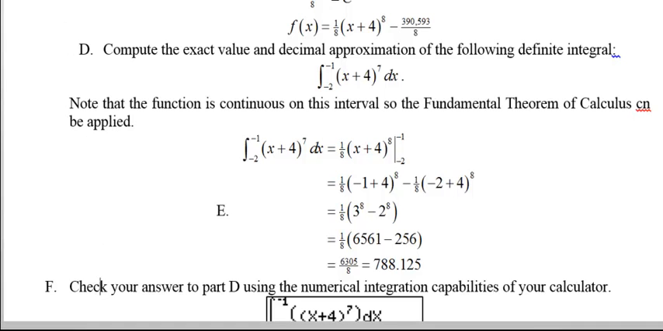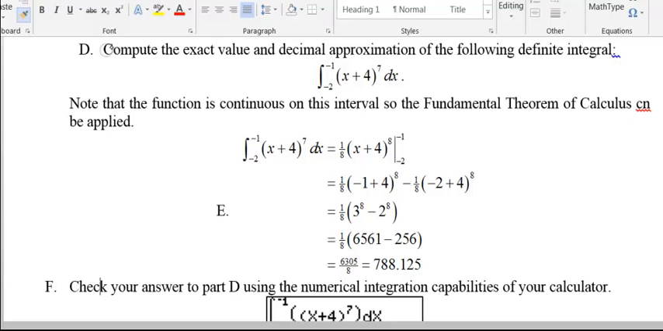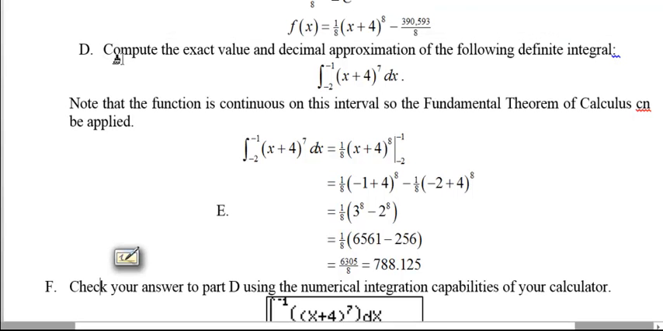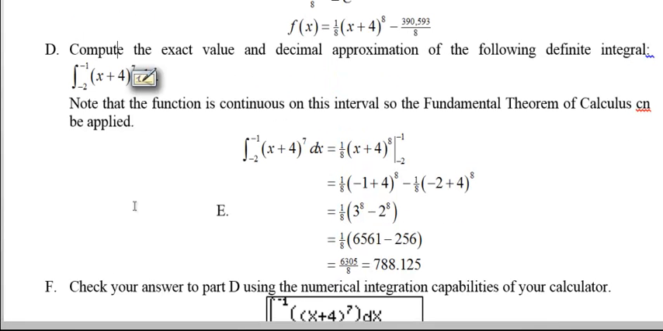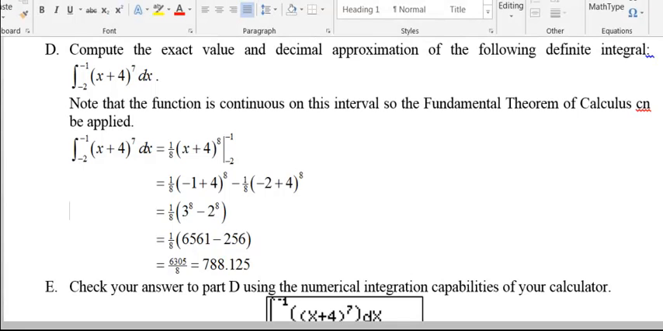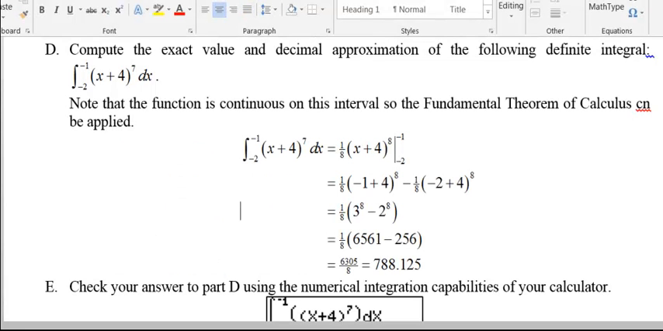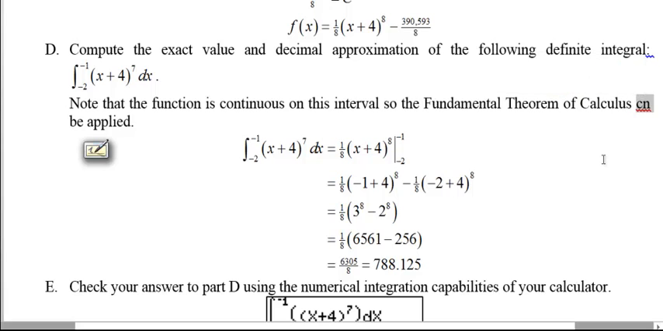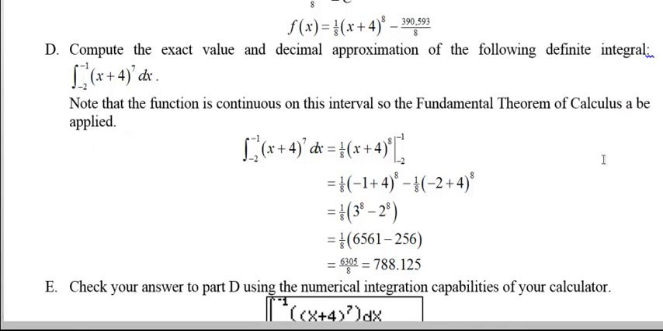Okay, so what does this tell us? It tells us that we can find this antiderivative and then just simply evaluate at both endpoints, and we can then subtract those two things, and we have the value of the definite integral. That's what the fundamental theorem tells us. So let's do that.